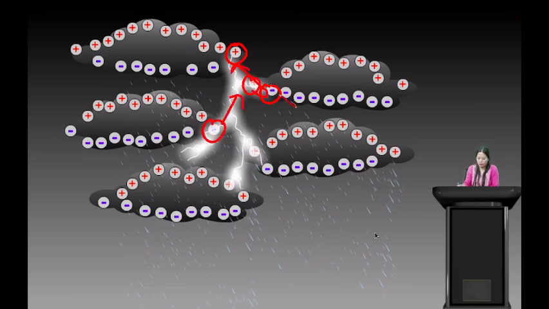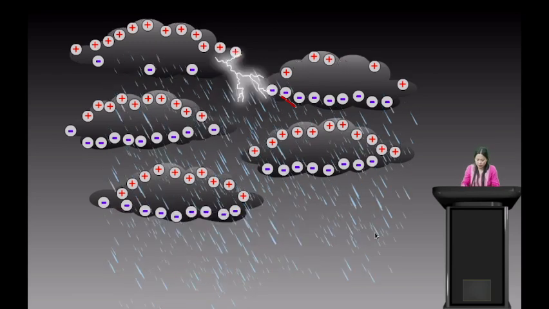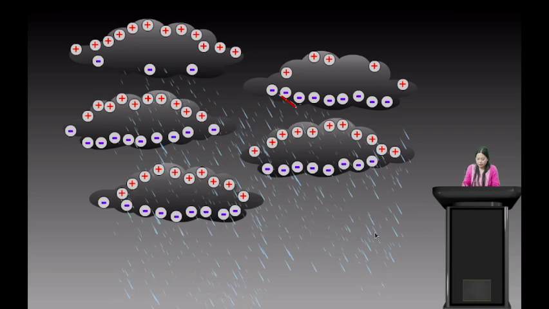Because of this attraction, in the different kinds of charge present in the cloud, there is a mutual attraction between opposite types of charges. This charge is attracted to this, and so on. Here let us see the charges are being discharged. The different kinds of charges are being discharged.